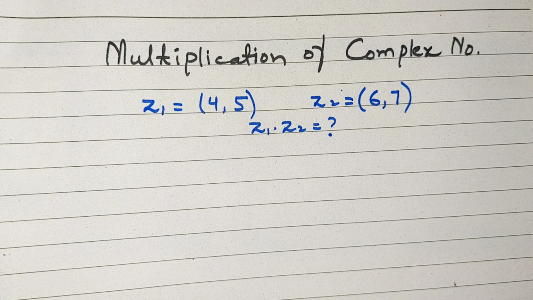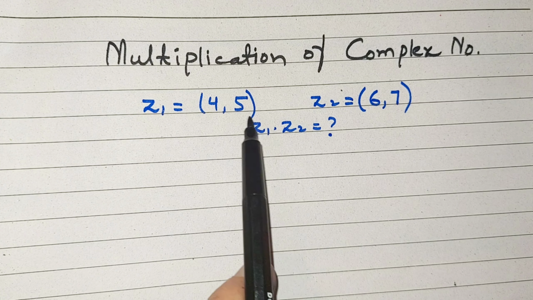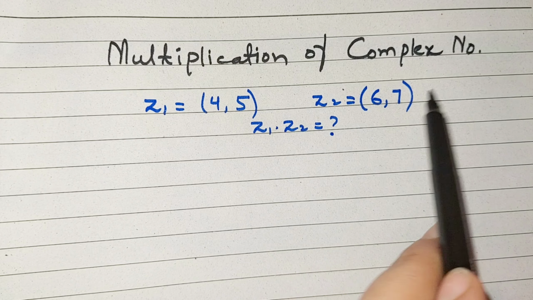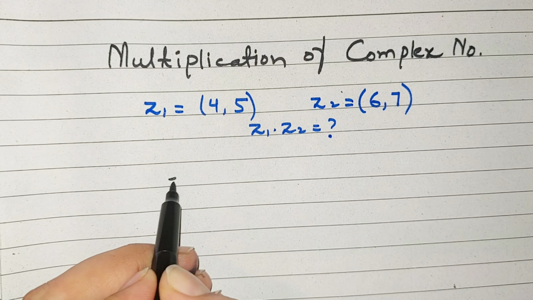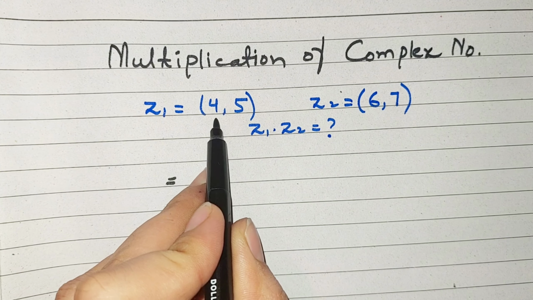Now we will learn how to multiply complex numbers. For example, we have z1 as 4 and 5 and z2 as 6 and 7, and we have to find the multiplication of z1 and z2. So the first thing we have to remember is that the other numbers, which are 5 here and 7 here, are imaginary numbers. Keeping this in mind, we will solve, and according to that we will place the subtraction sign and the positive sign. So let's start by multiplying 4 with 6.